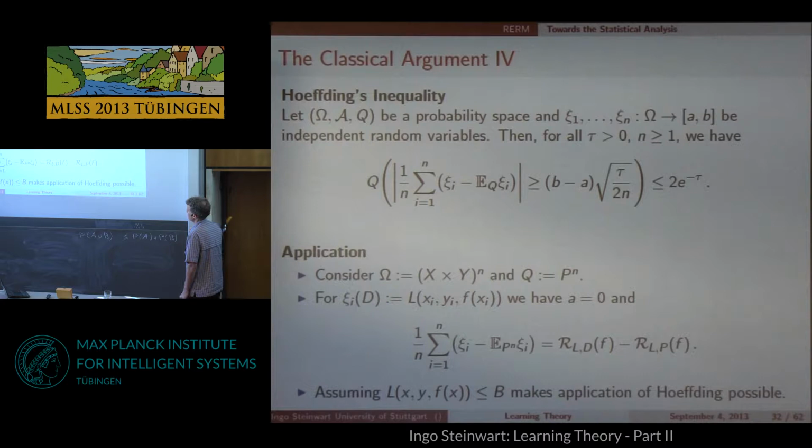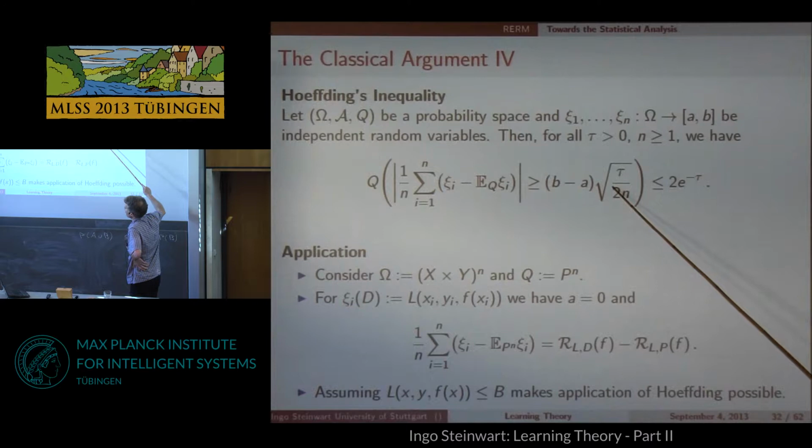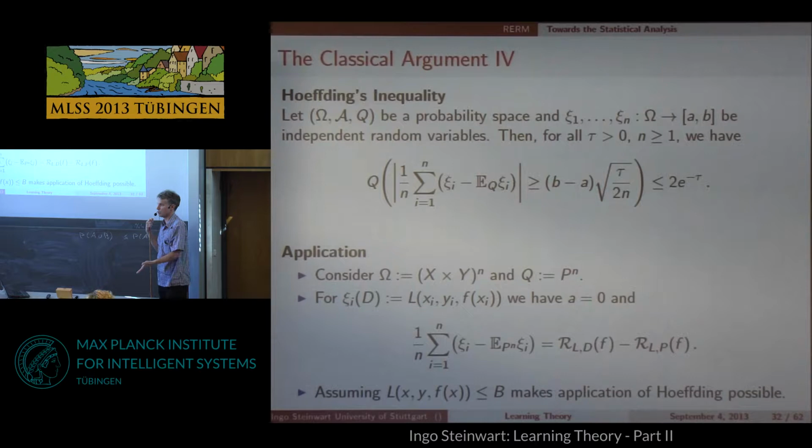So whenever we know that our loss is not only bounded from below, but also from above by some constant B, then we can set small b equal to capital B, and we can apply this inequality. And then we use the union bound I've shown you on the previous slide and get information about our assumption on the data set D.